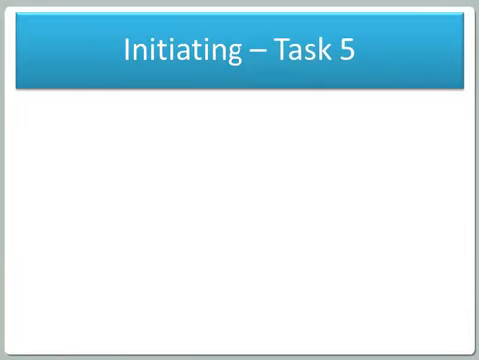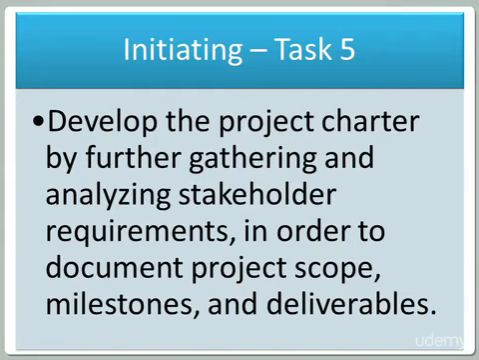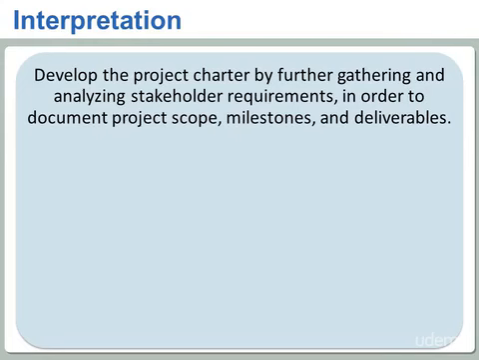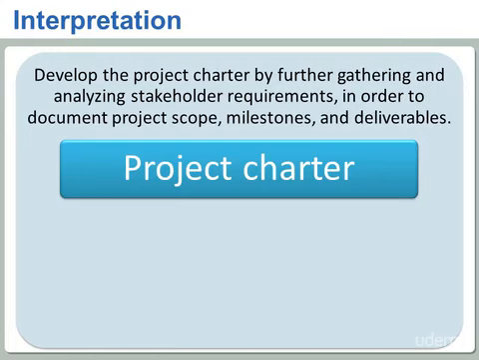We are moving on to task number 5 in the initiation domain, and here we are developing the project charter by further gathering and analyzing stakeholder requirements in order to document project scope, milestones, and deliverables. Well, I've mentioned it several times already in this lesson. This is where we work on developing and building our project charter. At this point in our project, it is really our main focus. Just open up your PMBOK guide and take a look at what it is that we are doing in initiation. We have 2 processes here: develop project charter and identify stakeholders.